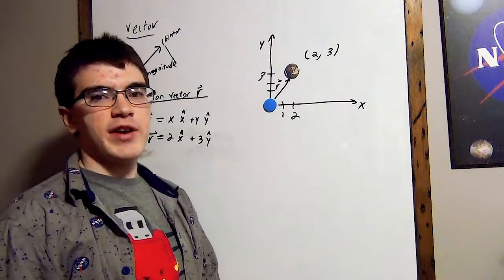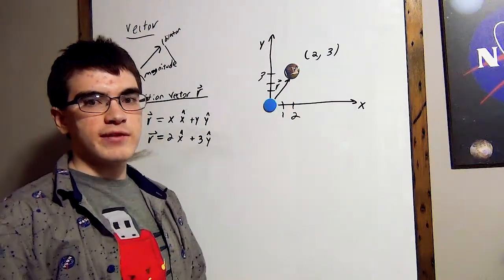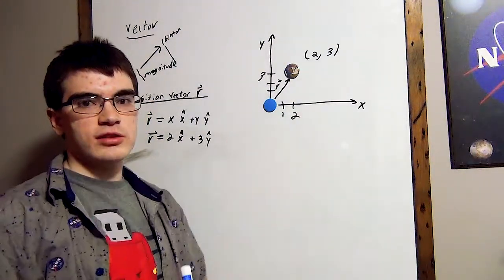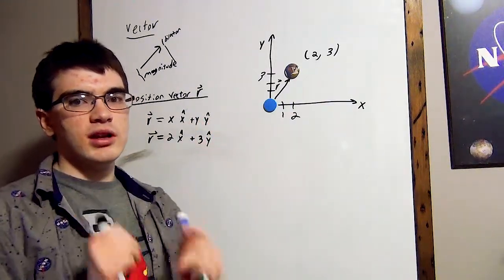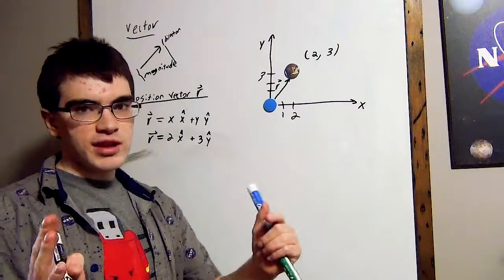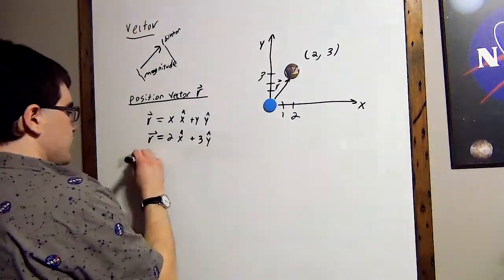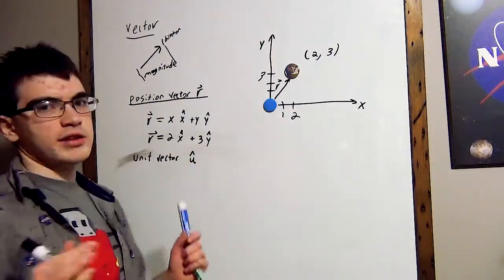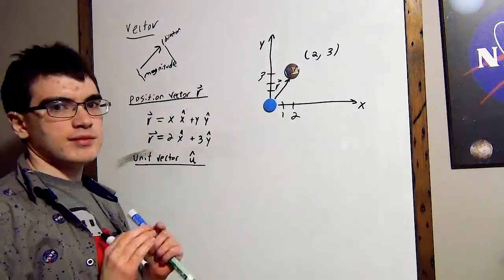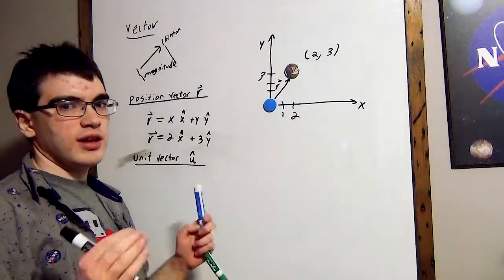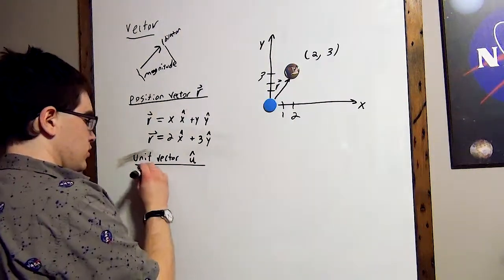There's another type of vector called a unit vector. A unit vector is any vector that has a magnitude of 1 unit. Unit meaning 1. Unit vector. A unit vector would be u hat. The magnitude of a unit vector is 1.